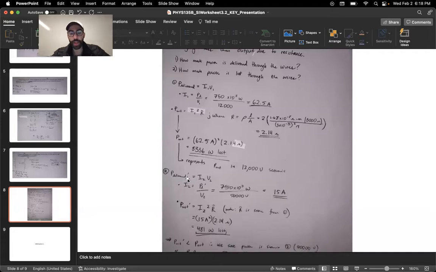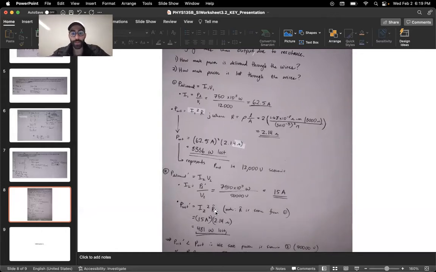I'm going to call it P delivered prime so we don't get it mixed up here. Same setup. We're going to find the current that it has using the same equation. At this point, we're looking for P lost. Okay. And I'm telling you right here, the resistance is the same. Don't get confused when you're working on this, thinking it's something else because it's a different scenario.